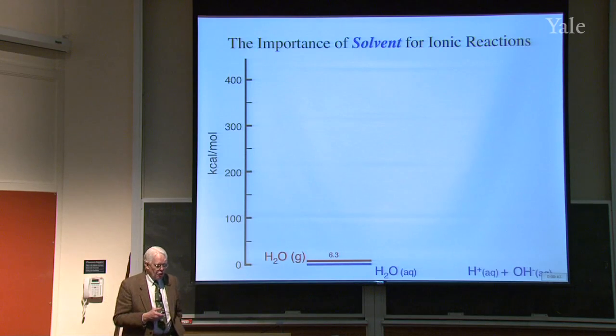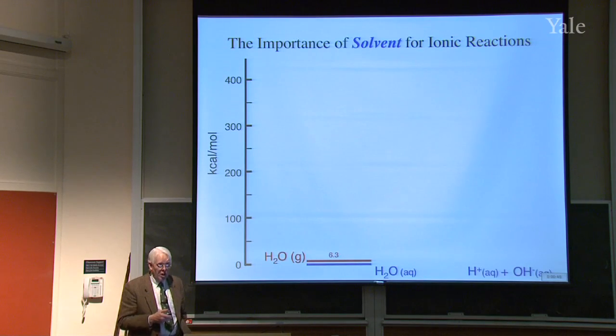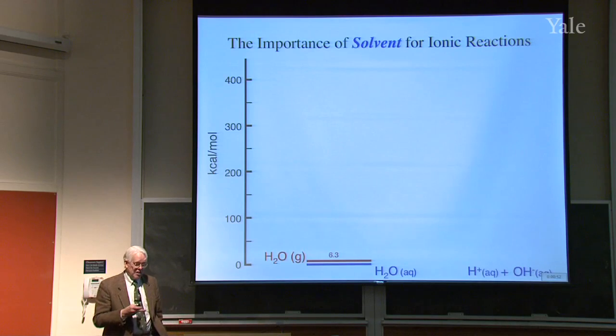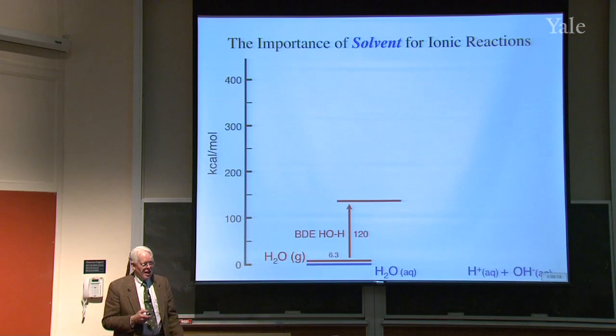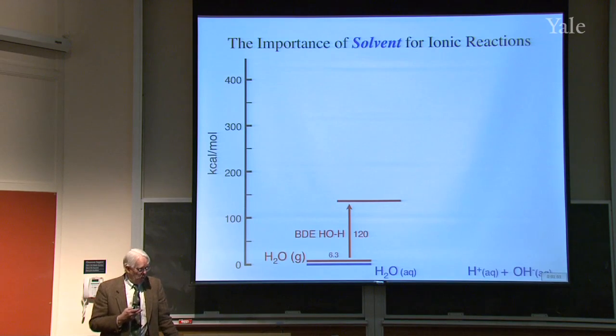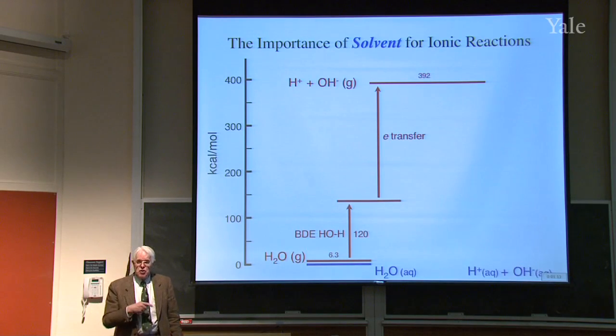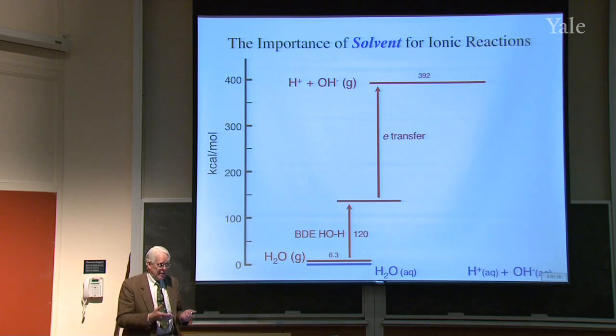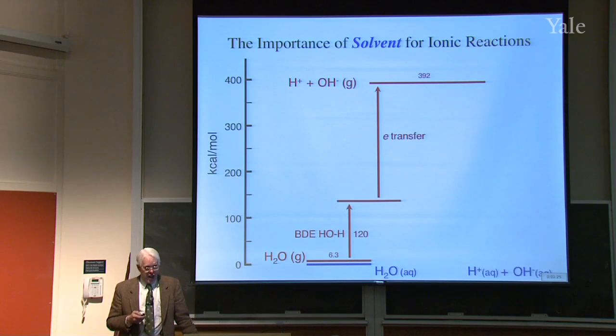So the way we're going to do it is to look at it without solvent by going into the gas phase. So if we pump in 6.3 kilocalories per mole, we can make the water that's in water become water in the gas phase, okay? And now we know we can look up in Ellison's table the bond dissociation energy for water and find that it's going to take 120 kilocalories per mole to get it apart to H atom and OH radical, right? And then if we transfer an electron from one to the other, that's then going to get us the species we're interested in, but in the gas phase. That's 392 kilocalories per mole in toto to do those three things.